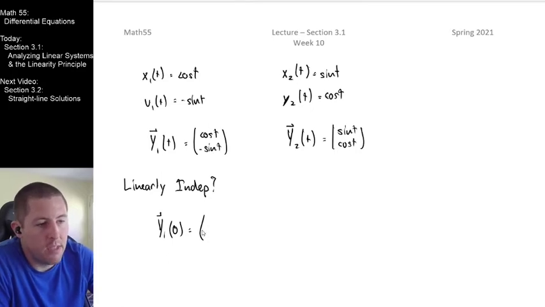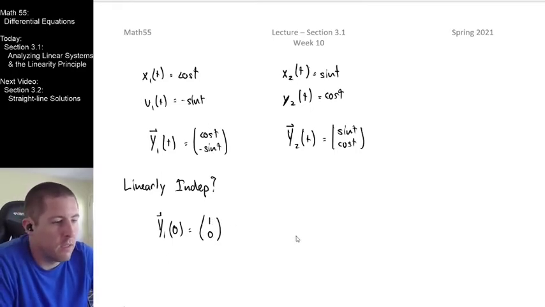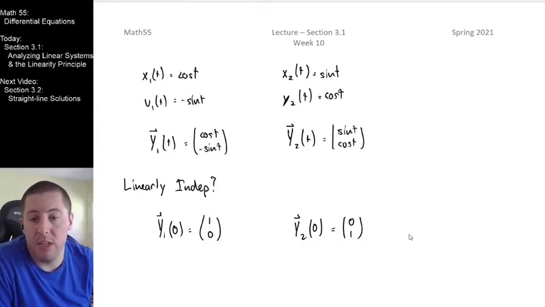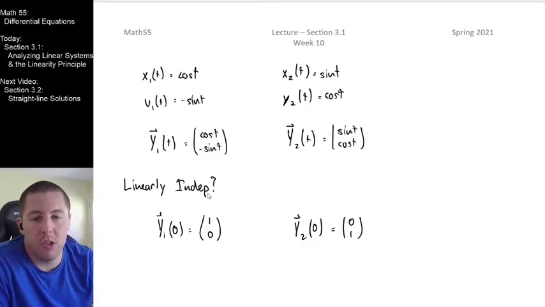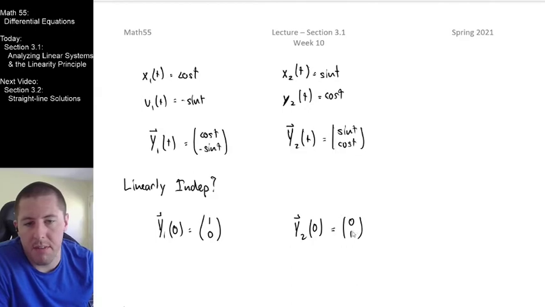If I plug in 0, cosine of 0 is 1, negative sine of 0 is 0. For the second one, if I look at time 0, where are we starting here? Well, this one's going to be at 0 and 1, right? So the question is, are these linearly independent? What we're really asking is, could you construct this vector by taking constant multiples of this vector?